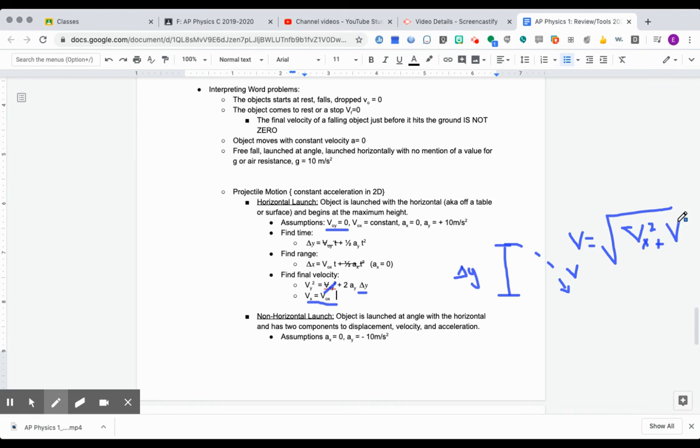With non-horizontal launch, the maximum height is technically the starting height. So we don't actually need an equation to solve for that. We're usually given that value, delta y.